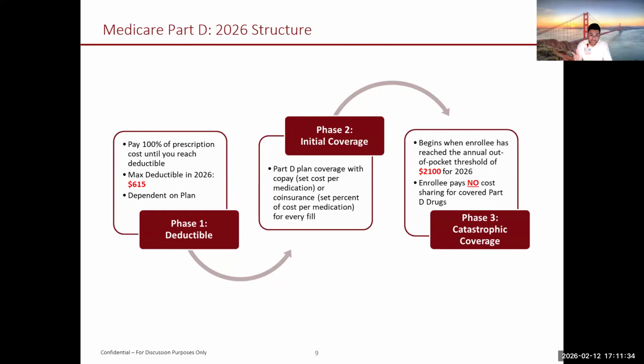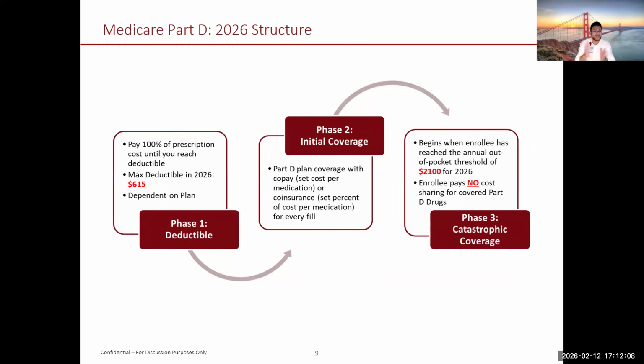Now, in 2026, if you pay $2,100 in out-of-pocket expenses, you will reach the catastrophic coverage phase. And in that phase, after spending $2,100, you will have no cost share, meaning every other covered medication for the rest of the calendar year will be free. Okay, Medicare works on a calendar year basis. That's why we see high costs in the beginning of the year, especially if your deductible is reset, and why you see lower costs at the end of the year if you've reached your catastrophic coverage cap.